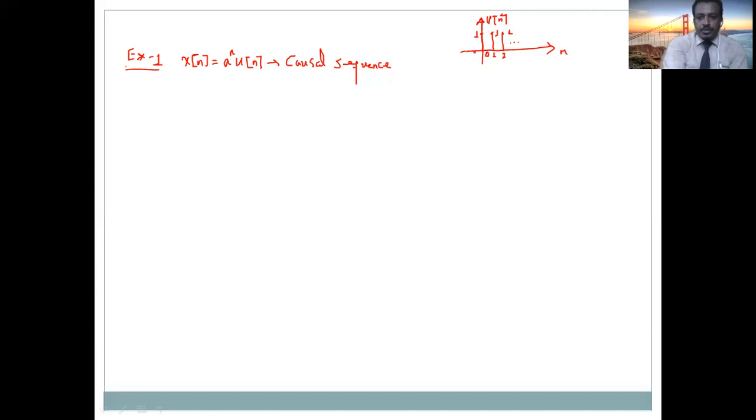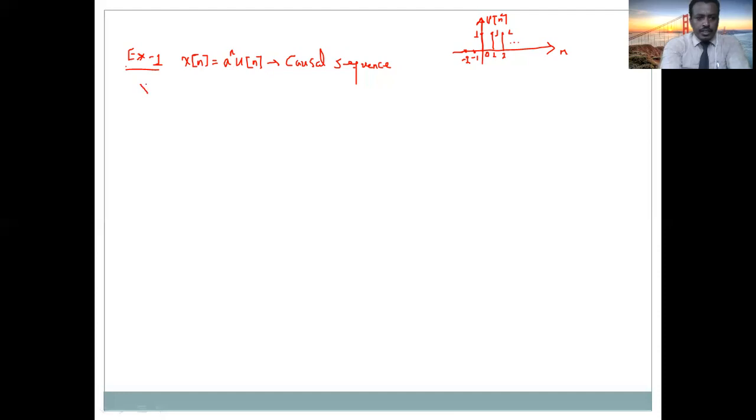The sample values for n equal to -1, -2, all the way to negative infinity, all sample values are 0. So we have defined the unit step previously. So if any sequence is multiplied by u of n, it indicates the signal will be causal, it only has value for n greater than or equal to 0. So let's see the Z transform.